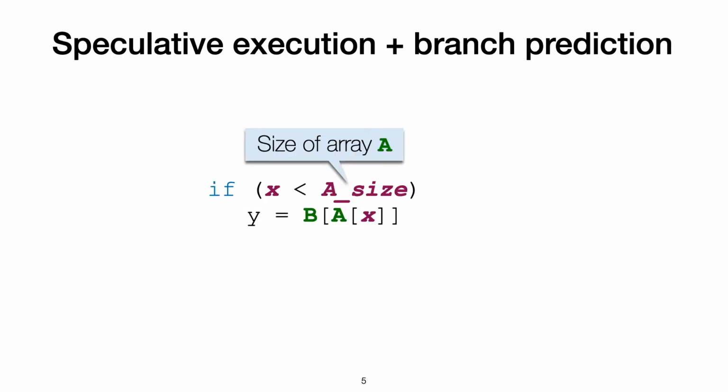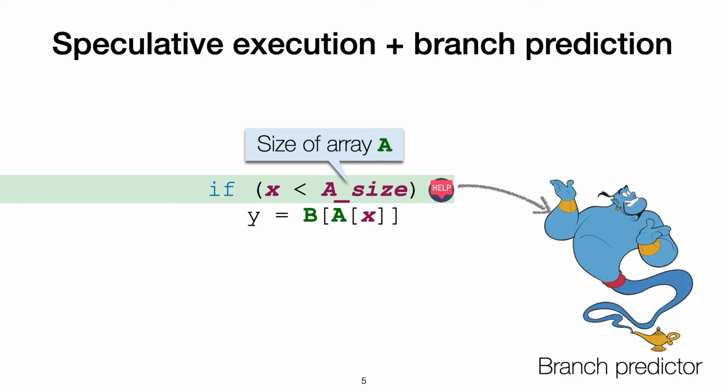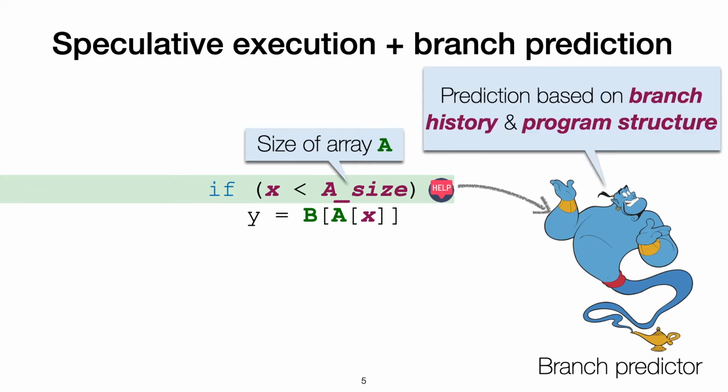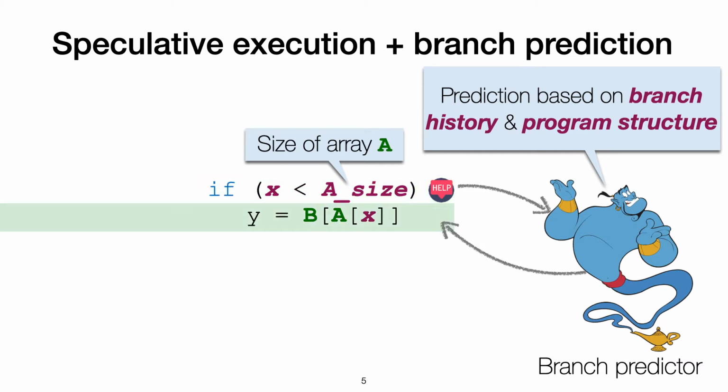Consider this simple program. Here, we check if X is in bound, and if that's the case, we perform two memory accesses. Executing the branch instruction requires comparing X and size. Instead of waiting for the result of the comparison to be available, the CPU queries a component called the branch predictor, which predicts the outcome of the comparison. Concretely, the prediction is based on the branch history and on the program structure. For instance, if the comparison is predicted as satisfied, the CPU continues the execution and performs the memory accesses.